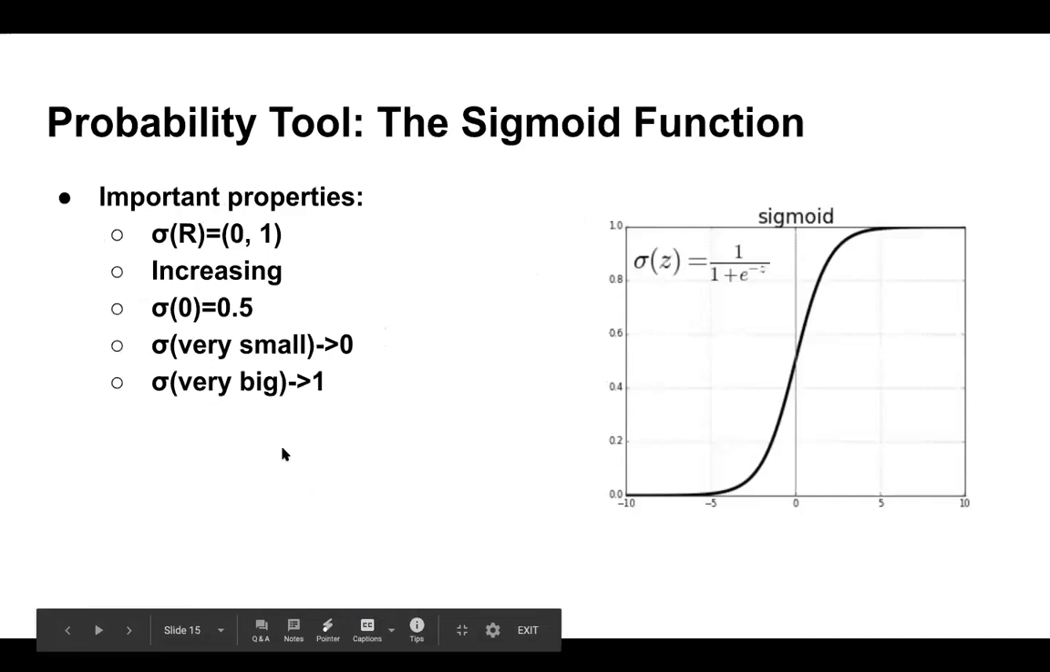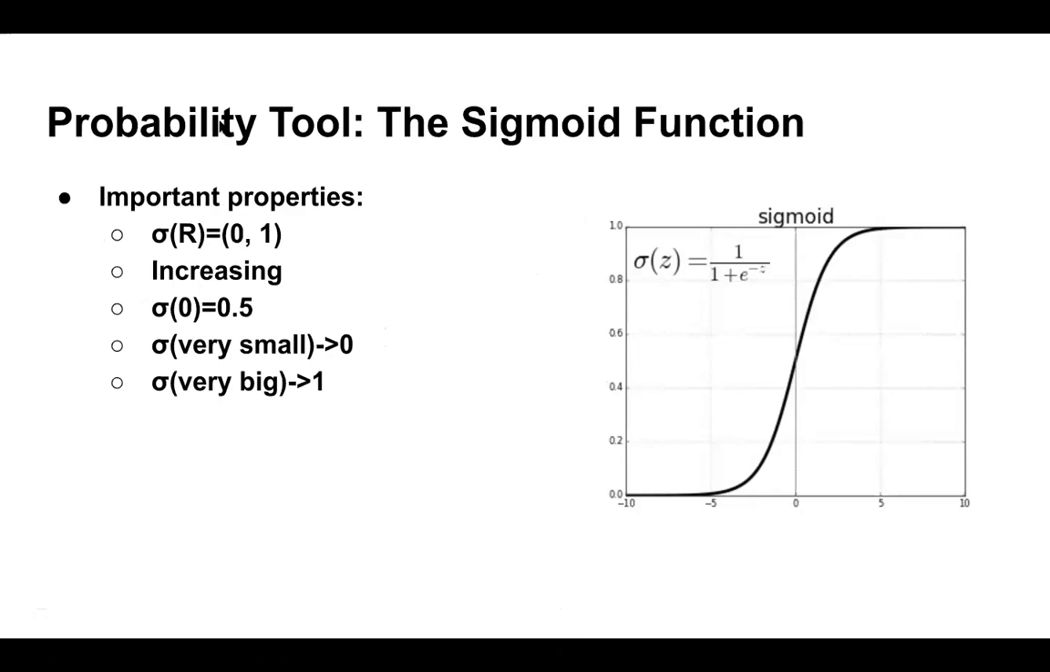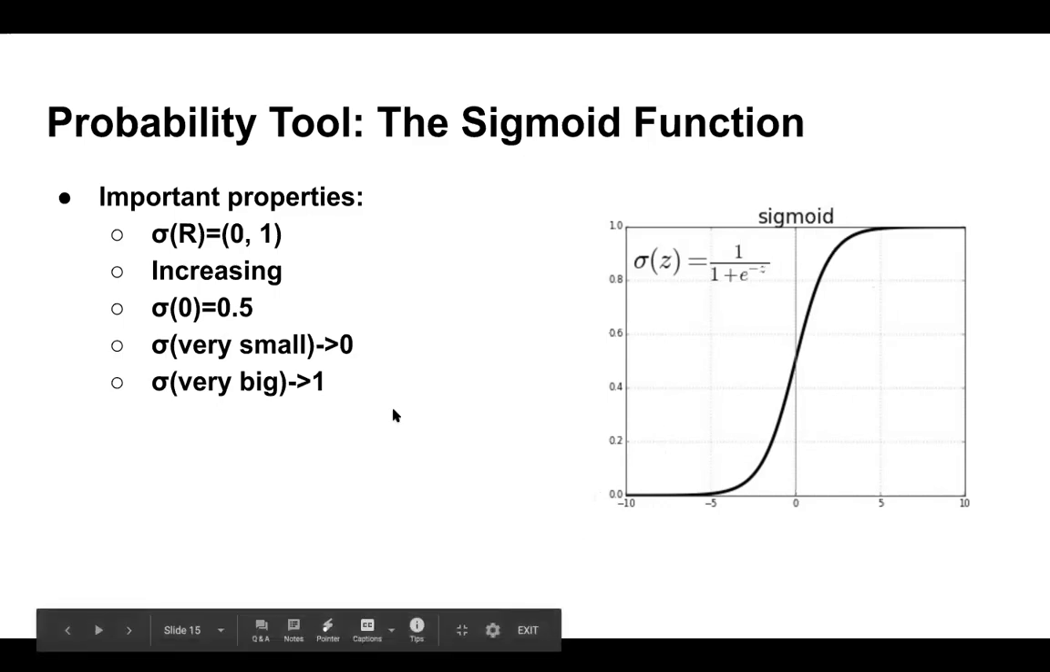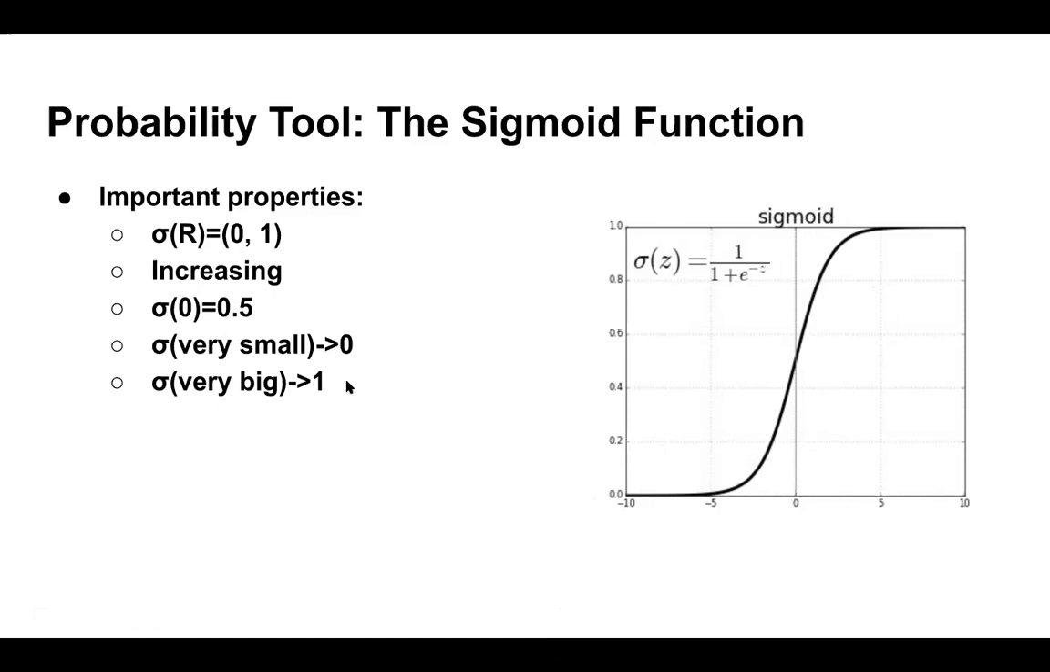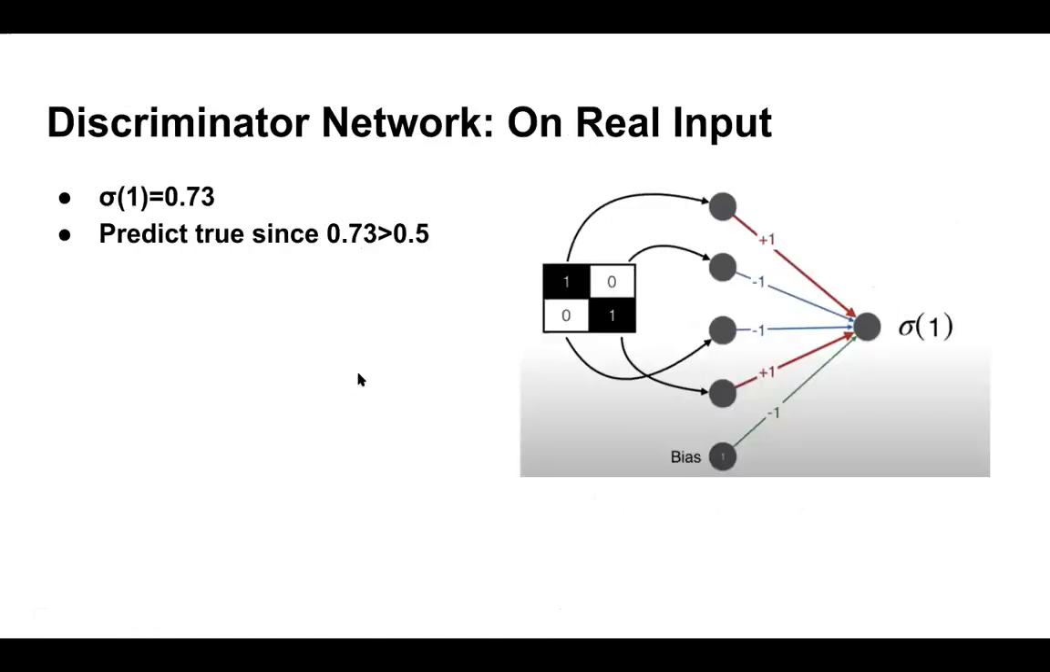Here's a bit of background knowledge, which is called the sigmoid function. For this presentation, you don't really have to know a lot about what this sigmoid function does. All you need to know is that it is a function that maps the whole real space into 0 to 1. It is increasing, and sigma of 0 is 0.5. Sigma of very, very small is 0, and sigma of something very, very big will go very close to 1. It won't be 0 or 1 exactly, but it will be very close to these values.